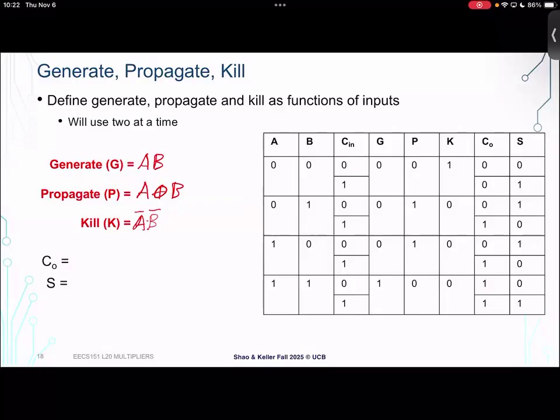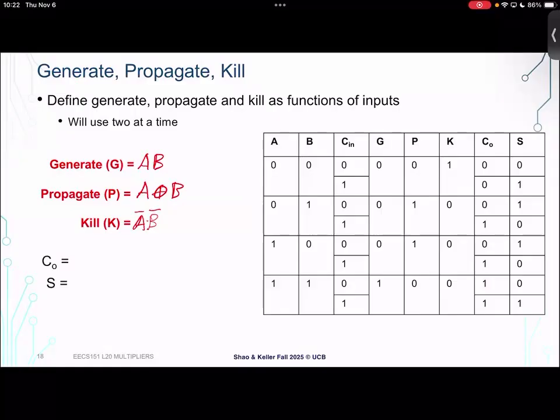Propagate is saying if exactly one of A or B is true, then it's going to propagate a carry signal from the carry in to the carry out. It's going to pass it through. And kill is saying if A and B are both 0, then no matter what the carry coming in is, the carry out is always going to be 0. So it kills the carry propagating along the chain.